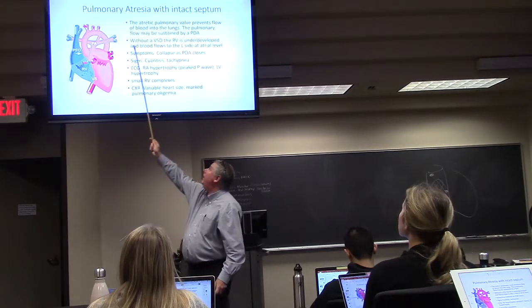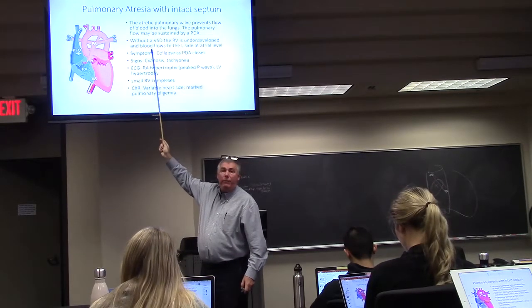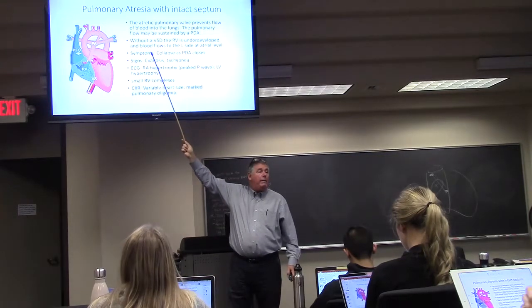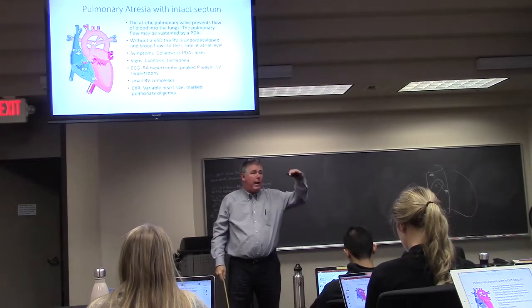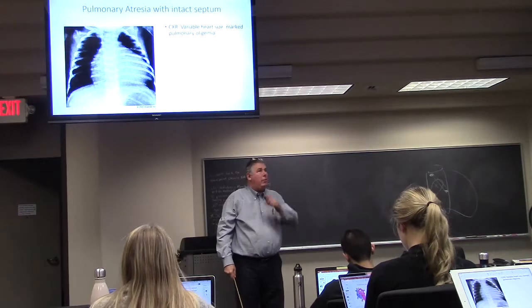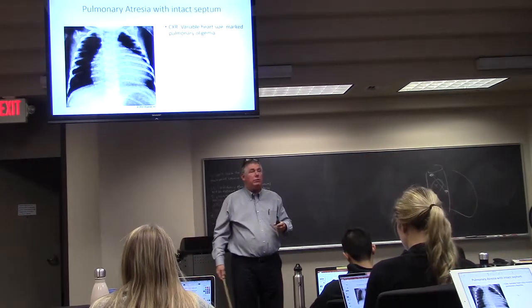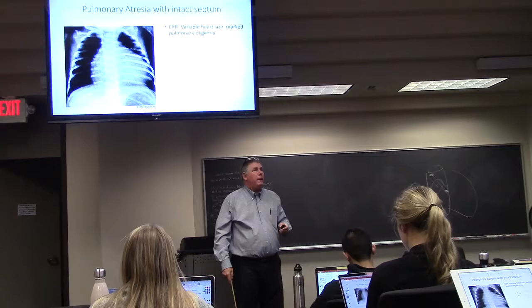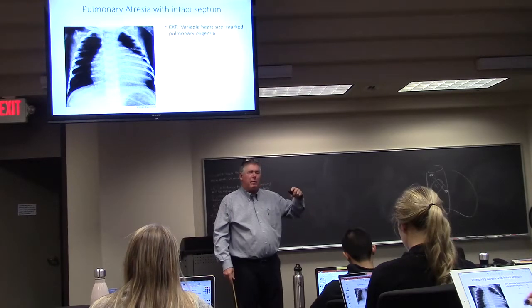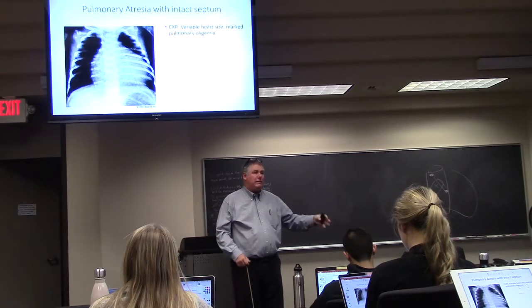So without a VSD, the blood flows to the other side of the heart at the atrial level. It has to. And what you wind up with here is an enlarged heart. Pulmonary oligemia is a decreased amount of blood to the lung, a decreased cardiac output from that side.